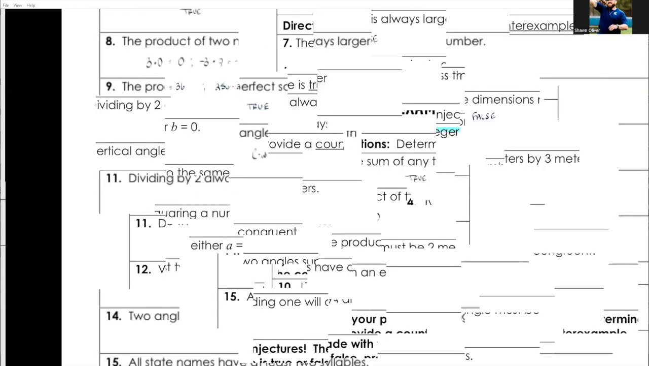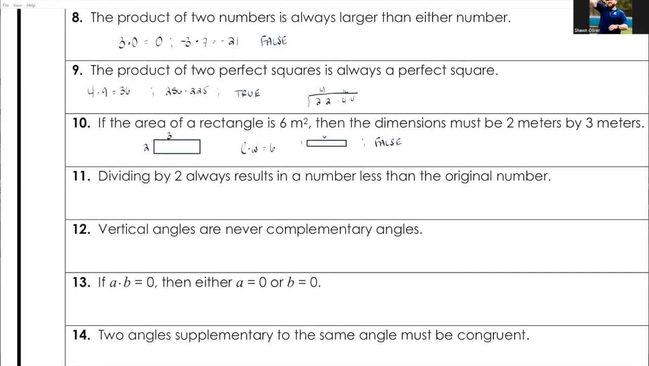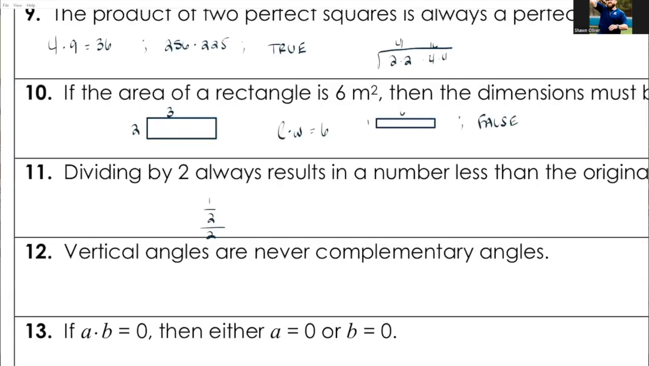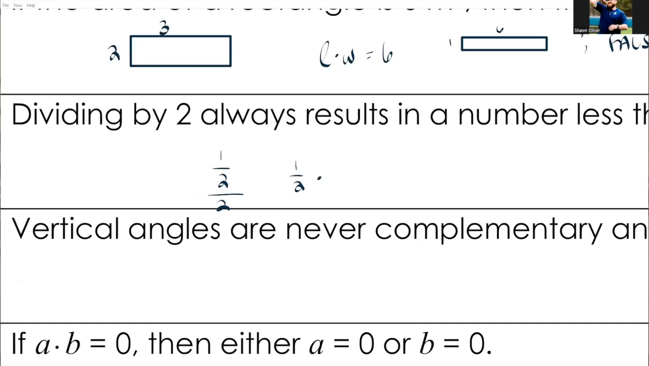Okay. Dividing by 2 always results in a number less than the original. Why no? So 1/2 divided by 2, you said, right? What does that create? We can't divide a fraction by 2, so we have to keep it, switch it to multiplication and flip it, which makes 1/4. Oh, I mean, that's just one. We can have more than one.